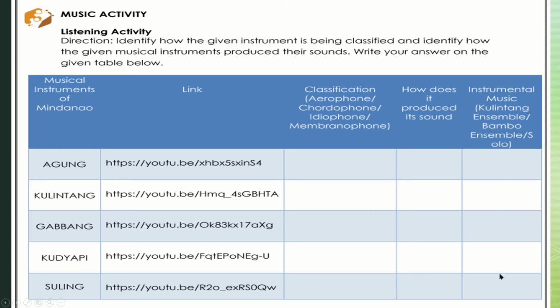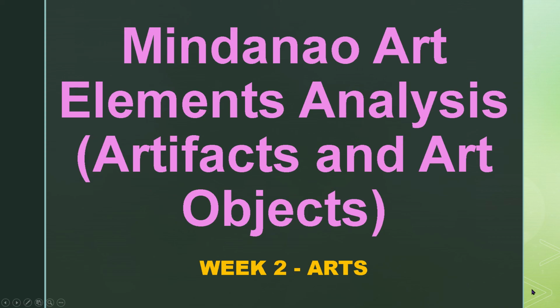And for the last column, you are going to write what kind of instrumental music it is. Is it a Kolintang Ensemble? Does it belong to the bamboo ensemble, or is this a kind of instrument which is a solo instrument? So that's how you're going to answer your music activity. So let's move on to arts.